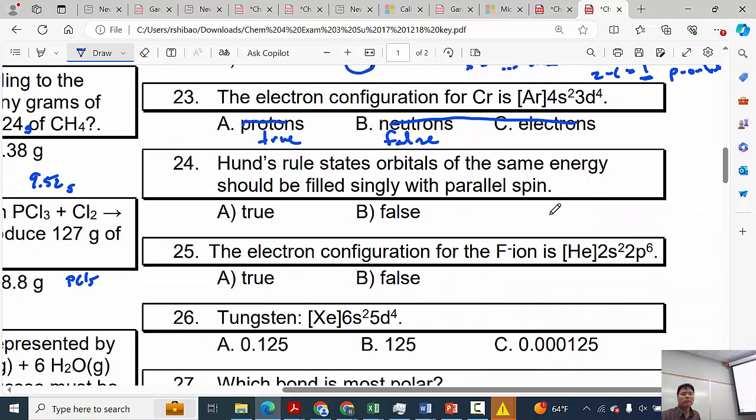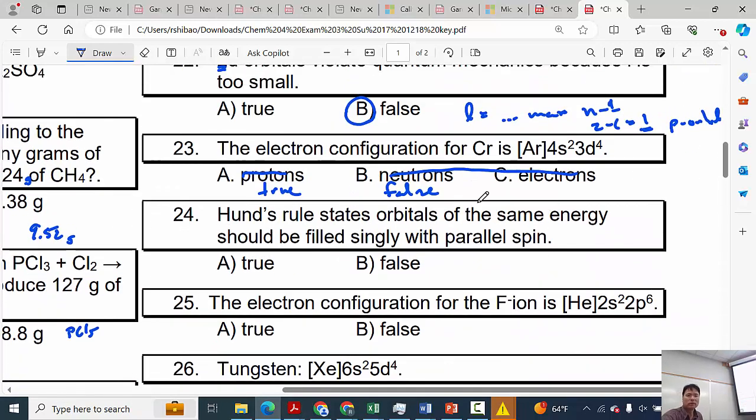What is the correct electron configuration for chromium? 4s1 3d5. It's one of the exceptions we just have to remember. 24. Hund's rule states orbitals of the same energy should be filled singly with parallel spin. That's true.